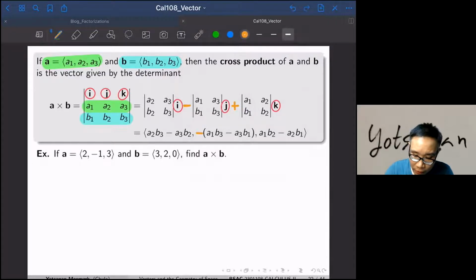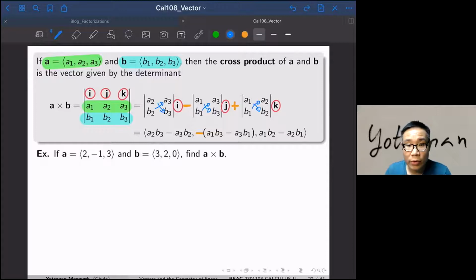Okay, and you're gonna find the number here, which is also called the determinant, by multiplying this one down and multiplying this one up, and you subtract them. So in this case, you're gonna have A2 B3 minus A3 B2, okay? And you have A1 B3 minus A3 B1, okay? And you have A1 B2 minus A2 B1, okay? So this is how we compute this number.